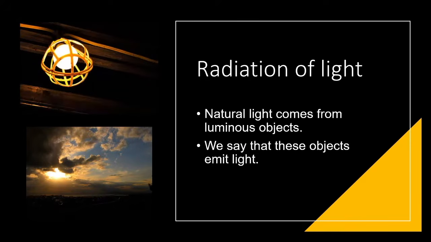Firstly, let's start off with the radiation of light. Where does light come from? Natural light will come from luminous objects, and we say these objects are able to emit light. Objects like the sun and light bulbs can give off light. Now we know the sun is our main source of light on Earth, but a light bulb is also classed as a luminous object as it is able to emit or give off light.